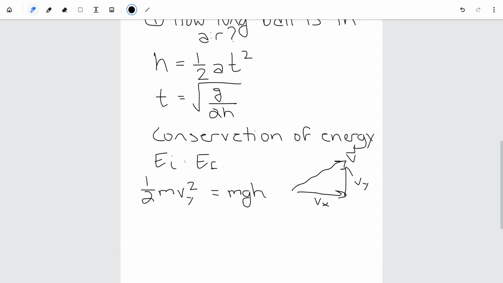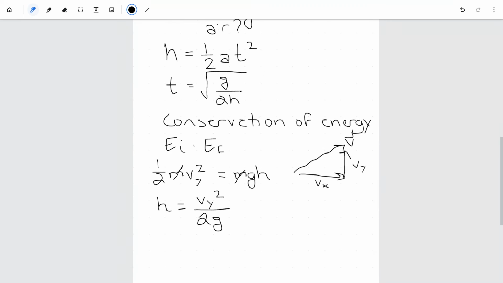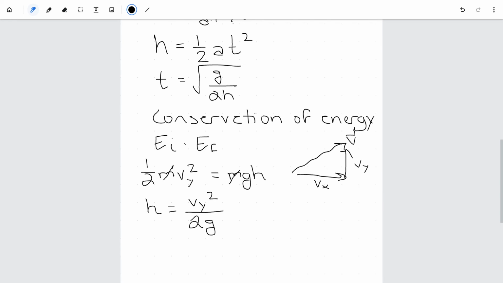Now, in order to solve for h, we see that the masses cancel out, and we get that h is equal to vy squared over 2g. Oh, I'm sorry, this is incorrect. This should be the square root of 2h over g. Now we input this h into our formula here, and we get time is equal to the square root of 2 over g times vy squared over 2g.